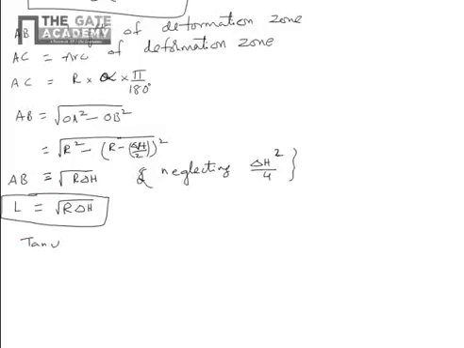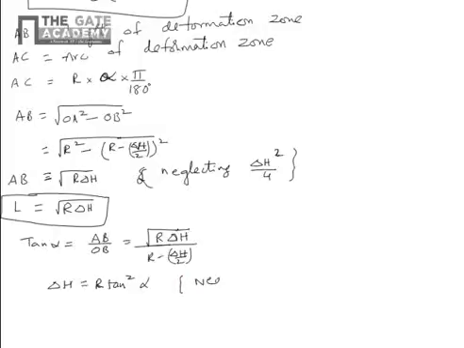Similarly, from the diagram, tan alpha equal to AB by OB. AB is the length of the deformation zone, square root of R delta H, divided by OB, R minus delta H by 2. Simplify it, you will get delta H equal to R tan square alpha, neglecting delta H by 2. So delta H equal to R tan square alpha, neglecting delta H by 2 values.